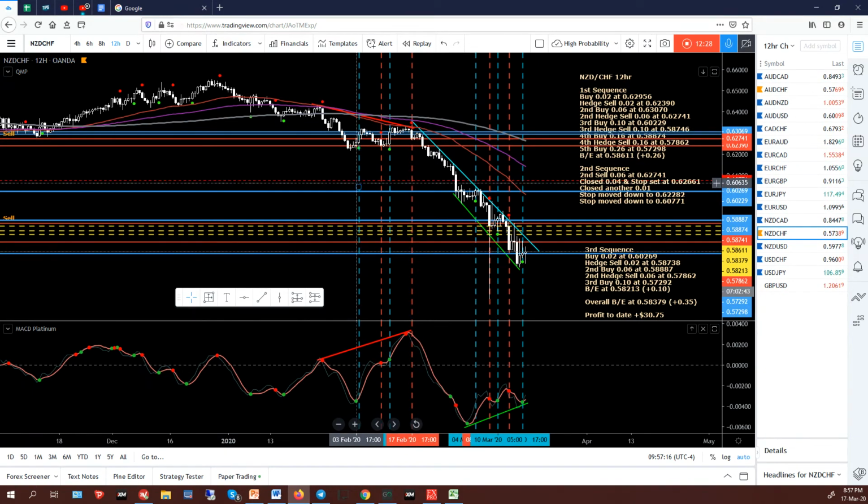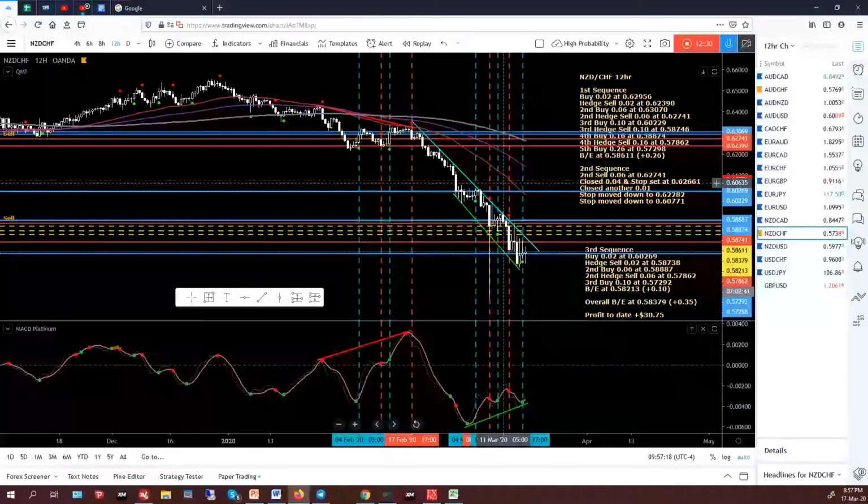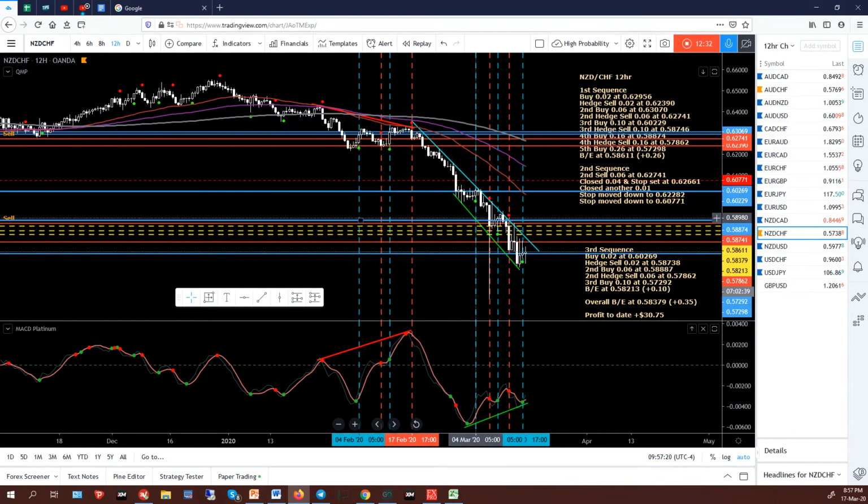The first sequence is every trade from the left to the right. The third sequence is from this buy. So just look at where it starts. On the MACD platinum, this is below the zero level. So that's my first sequence. It went above the zero level. I did start my second sequence in there. And this is a continuation of the first sequence also. But then there's my third trade on the second sequence, and it got me in the good profit.